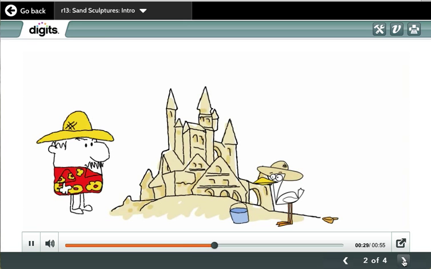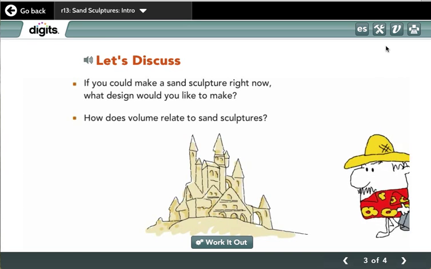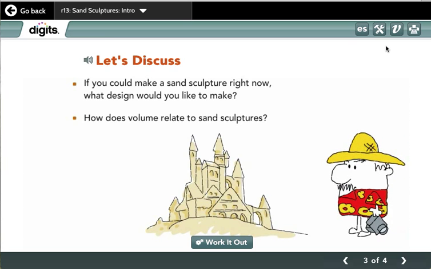After the video, I'm going to move on. The next slide usually has something for you to talk about in class, usually not necessarily dealing with mathematics. This one is, if you could make a sand sculpture right now, what design would you like to make? You can call on kids randomly or draw sticks or have them raise their hand and just talk about sand sculptures. Sometimes they'll want to share about their experiences at the beach. And then, how does volume relate to sand sculptures? Again, you can talk about that.